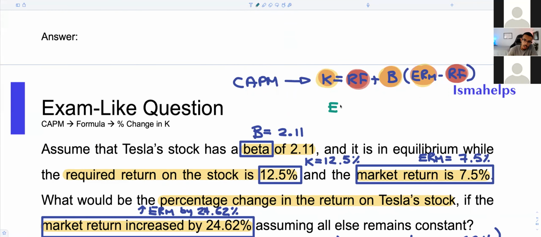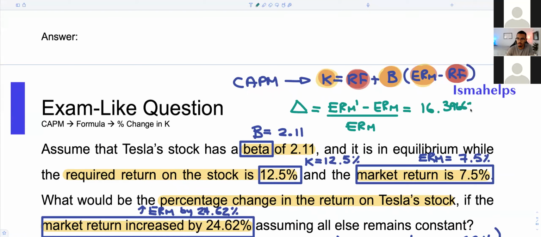So what you're going to do simply is you're going to do this. Do ERM prime minus ERM over ERM. And this will be equal to... I'm going to need a few people to give it a shot.